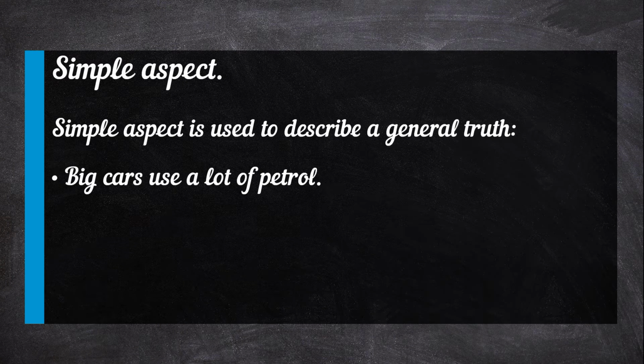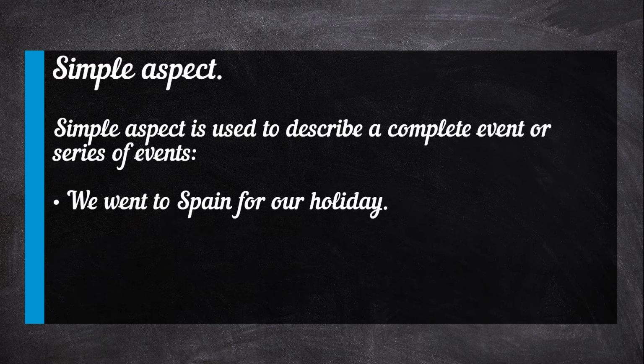Simple aspect is used to describe a general truth. Big cars use a lot of petrol. Simple aspect is used to describe a complete event or series of events. We went to Spain for our holiday.